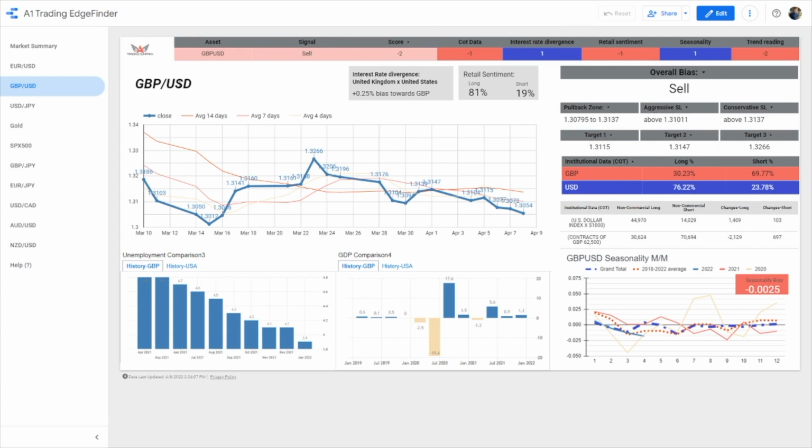Now, whether you're trading pound dollar or another one, you may want to see overall ideas, biases, and readings for all of these important metrics. For example, what's the GDP comparison of the British pound or the UK versus the US, right? You can do that within this, and the whole point behind this software tool is to bring you data to help you find an edge. That's the whole purpose of the A1 EdgeFinder, hence the name.